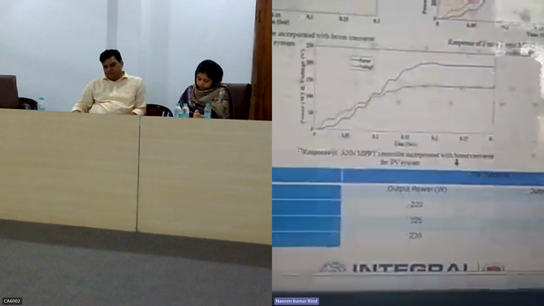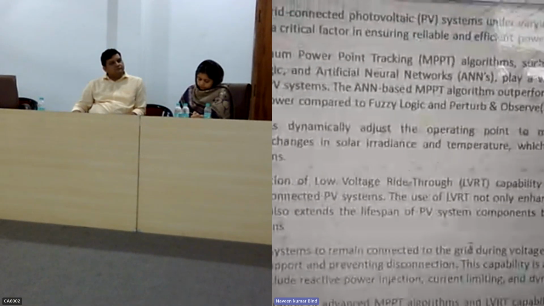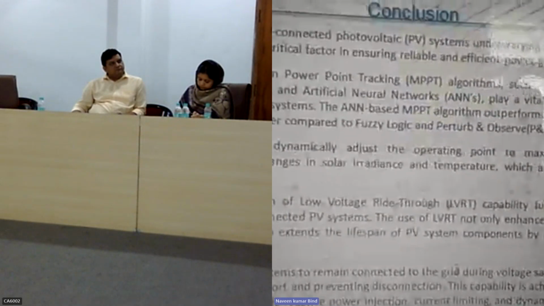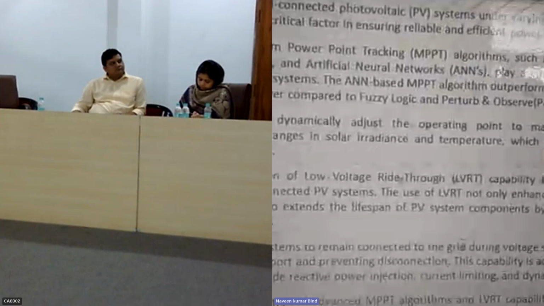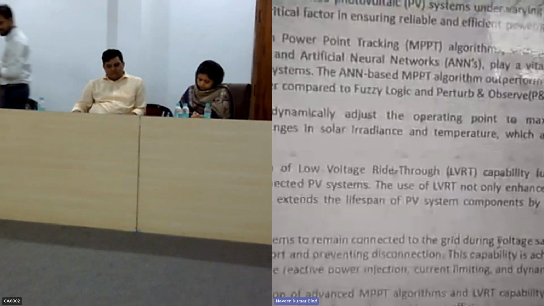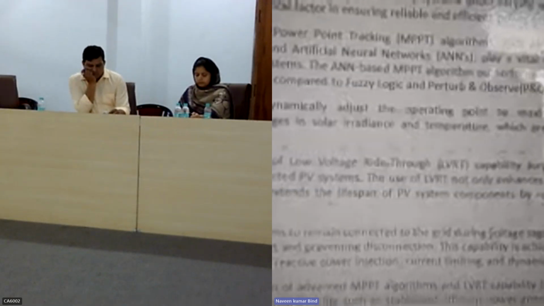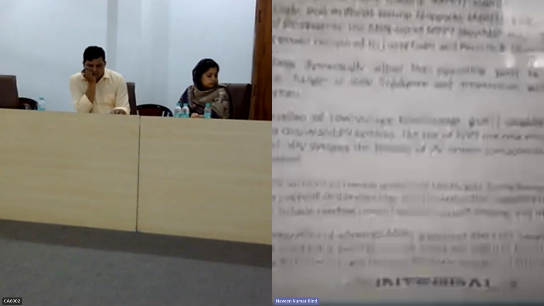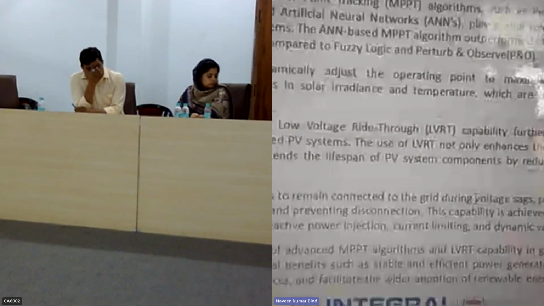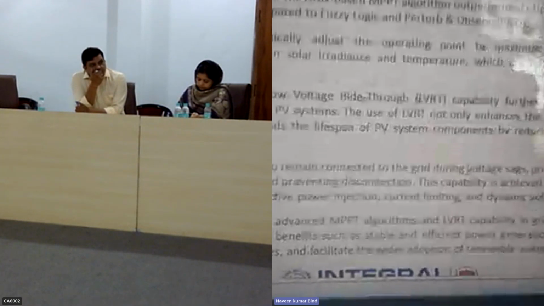In the last, that is the conclusion, the stability of the PV system under varying weather conditions and load scenarios is a critical factor in ensuring reliable and efficient power generation. Out of all the MPPT algorithms like P&O, fuzzy logic, and NN, the NN-based MPPT algorithm outperforms the others, providing the highest output power compared to fuzzy logic and perturb and observe. These algorithms dynamically adjust the operating point to maximize power output, accommodating changes in solar irradiance and temperature.